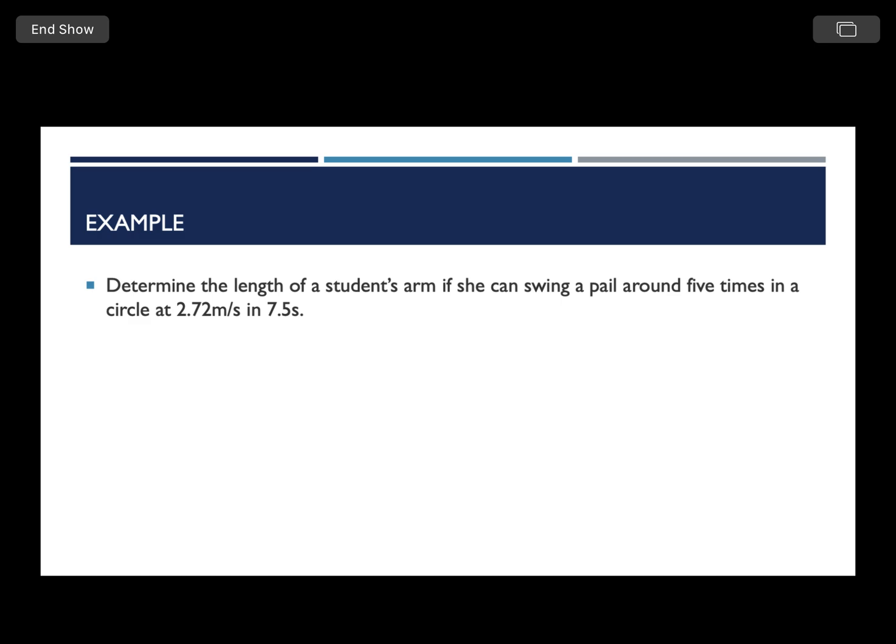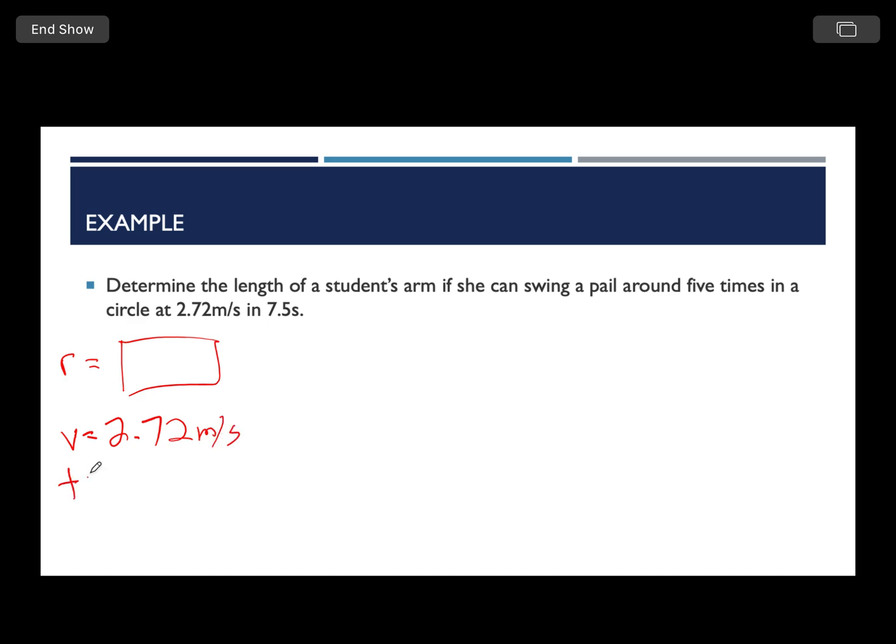So let's do a quick example here. We're going to determine the length of a student's arm if she can swing a pail around 5 times in a circle at 2.72 meters per second in 7.5 seconds. Well, that's pretty straightforward. So let's quickly take a survey of what we've got here. The length of a student's arm is going to be the radius, and that's what we're trying to find. So I'm just going to put a box there. Swing the pail around 5 times in a circle. And we've got a speed there of 2.72 meters per second.